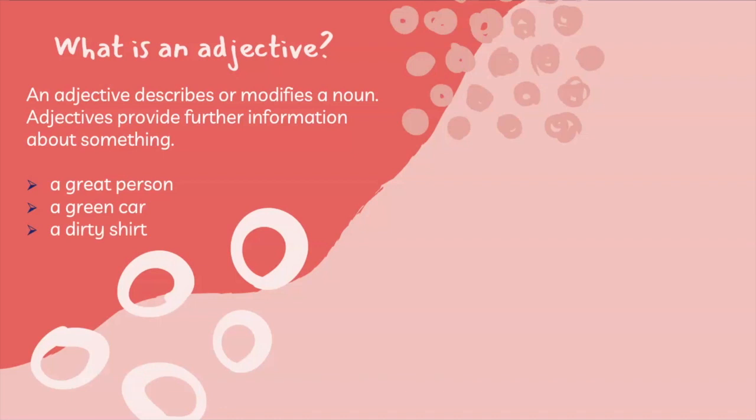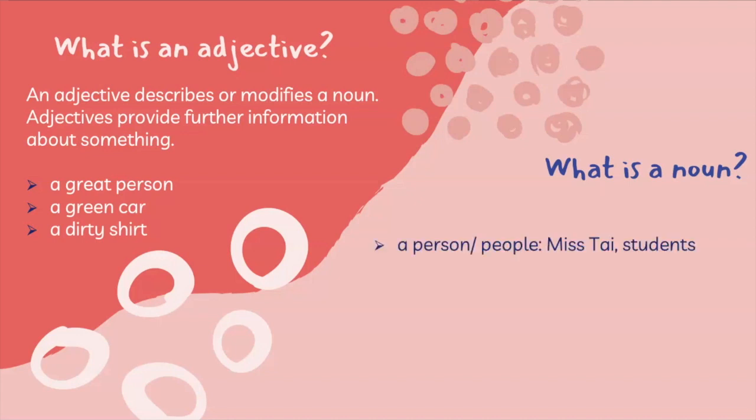A dirty shirt. Which one is the adjective here? Yes, dirty. We use the word dirty to describe the shirt. So what is a noun then? A noun can be a person or people, like Miss Tai and students.